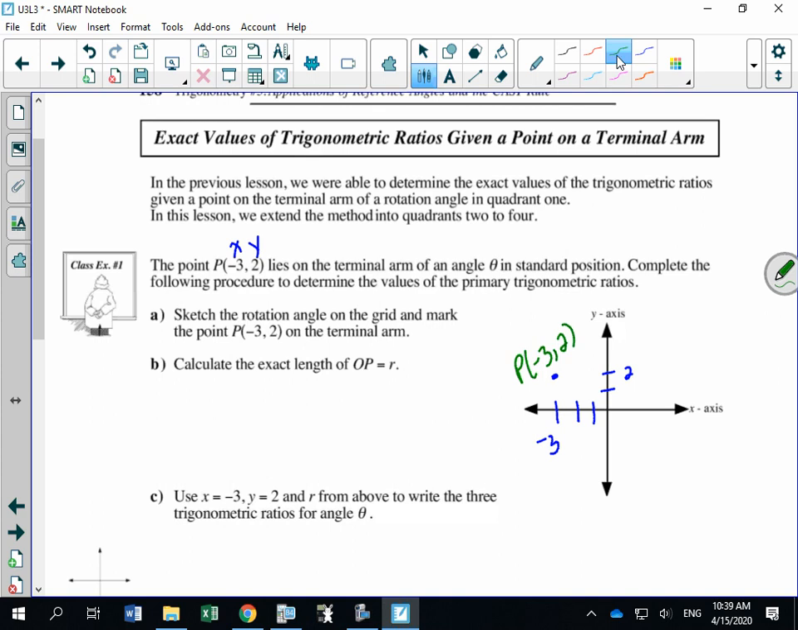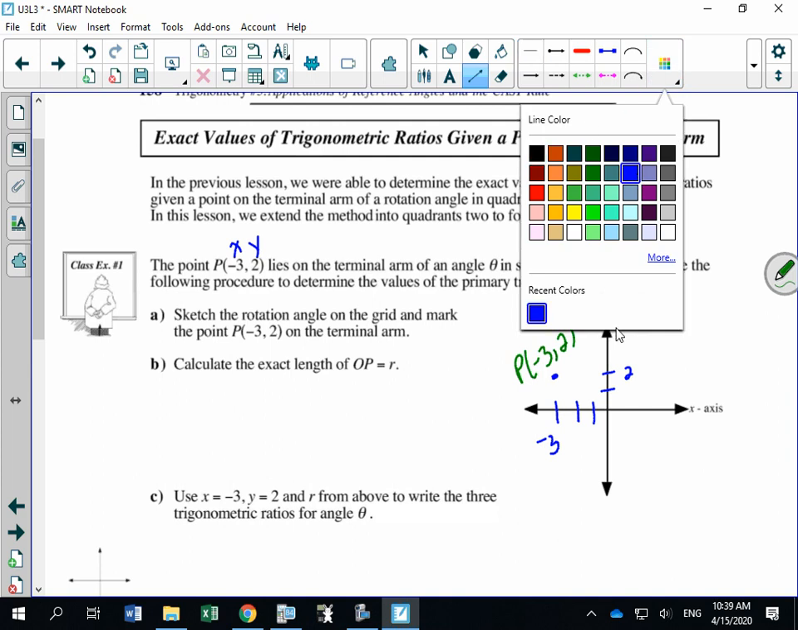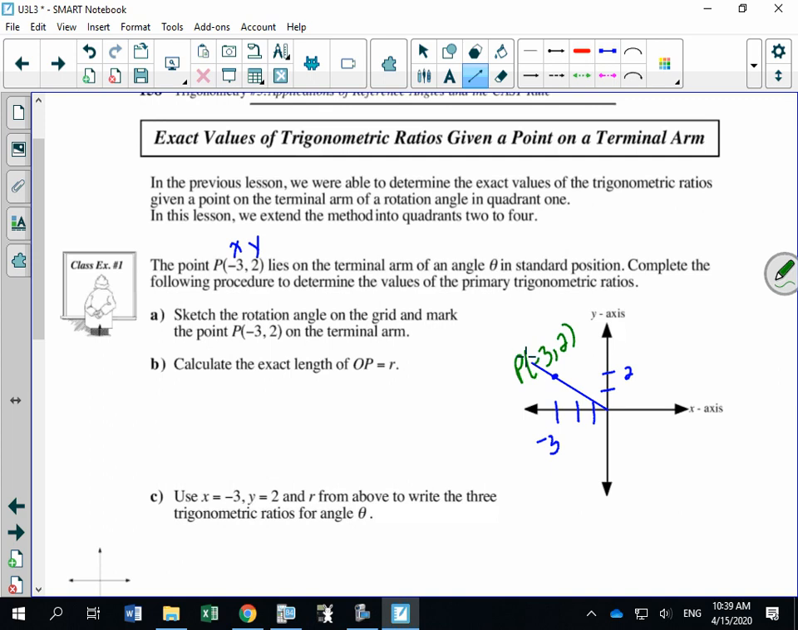You always, once you get your point, draw your terminal arm. So get a ruler out, and your terminal arm goes from the origin or the vertex through that point. Okay?